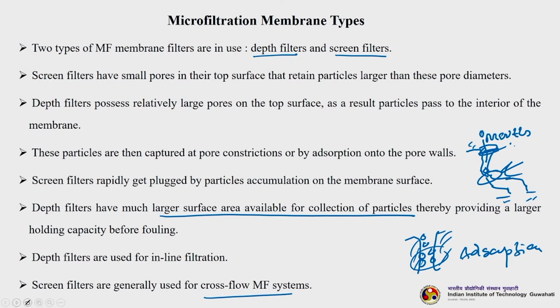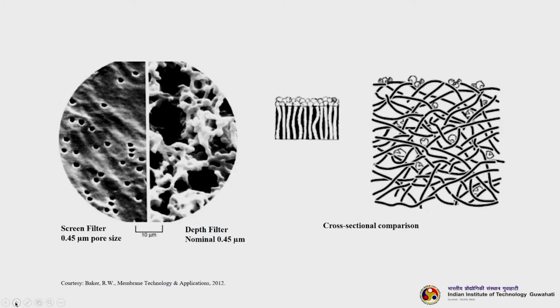microfiltration systems. You can see this picture taken from the book by R.D. Baker. This is a screen filter, and you can see how the pores look so uniformly distributed, and mostly they are of the same size. This is a 0.5 micron pore screen filter, and here it is a nominal 0.4 micron depth filter. You can see how they are distributed here.